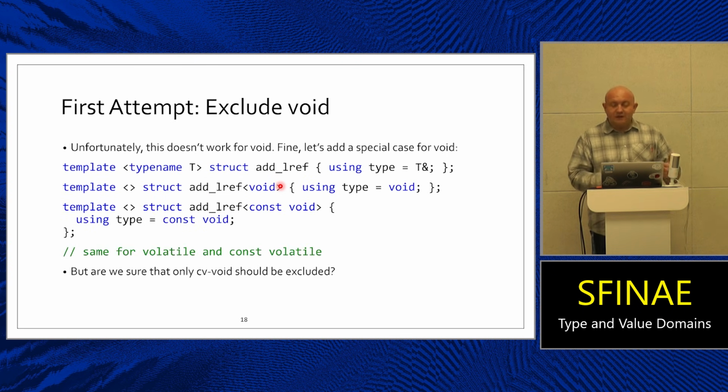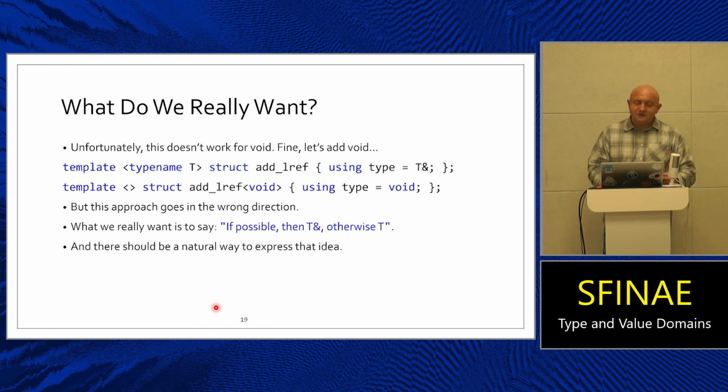Let's try to patch it. Let's add a few specializations for void, const void, volatile void, and const volatile void, so that in those cases we simply keep the type unchanged. This feels wrong, doesn't it? We are going the wrong way. What is the right way?